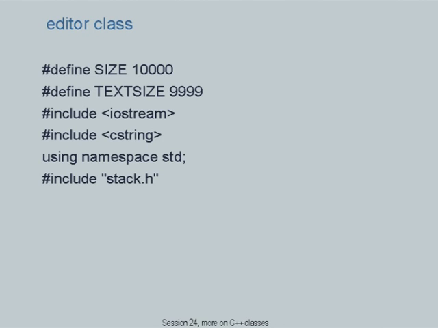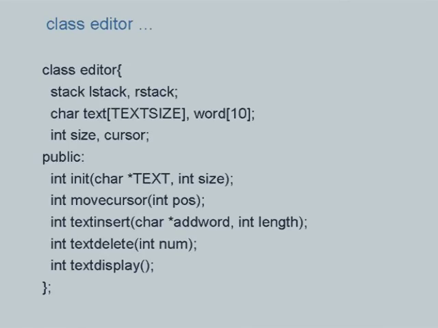However, the class stack has been implemented through a separate file. Observe that I have hash include stack.h here. So the preprocessor of the C++ compiler will first read this file. Notice the difference. These are in less than and greater than signs, whereas this one is in double quotes. This typically means that this file is to be found in the current working directory where you are. So if I keep that in the current working directory, that file will automatically be included by the preprocessor. We now proceed to define the editor class and its member functions.